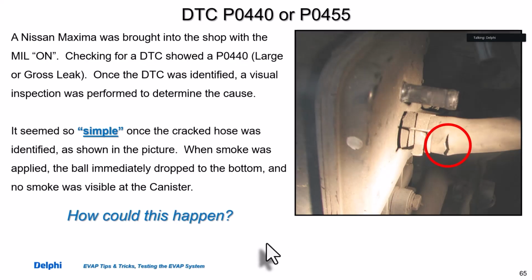Okay, let's look at this case study. What we thought should have been a simple problem. We did our visual inspection, came in with a large leak code. You can see the crack there at the canister, the rear of the car. So we did our due diligence and we blew smoke through there. And as soon as we hooked up the smoke, the ball dropped. Nothing came out the canister.